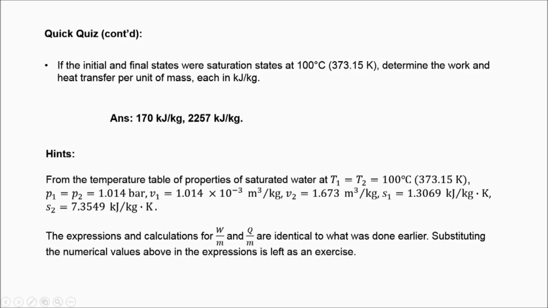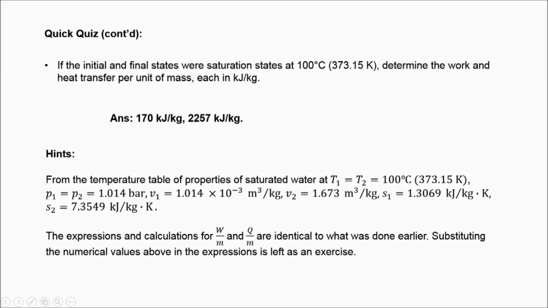From the temperature table of properties of saturated water at 100 degrees C, P1 equal P2 equal 1.014 bar, V1 is equal to 1.014 × 10^-3 cubic meters per kilogram, and V2 is equal to 1.673 cubic meter per kilogram, and S1 is equal to 1.3069 kilojoules per kilogram Kelvin, and S2 is equal to 7.3549 kilojoules per kilogram Kelvin. The expressions and calculation for W over m and Q over m are identical to what was done earlier. Substituting the numerical values above in the expression is left as an exercise.